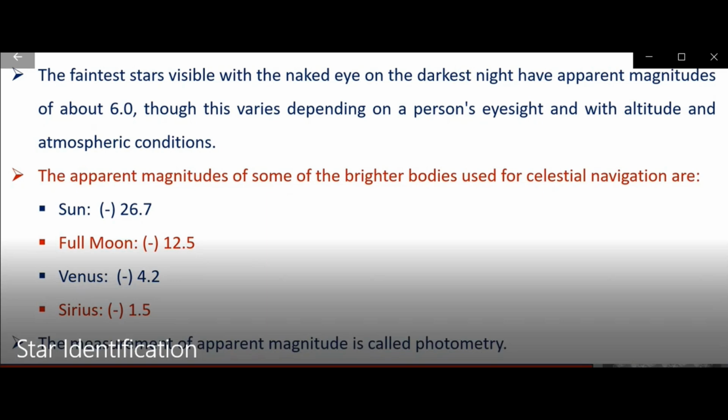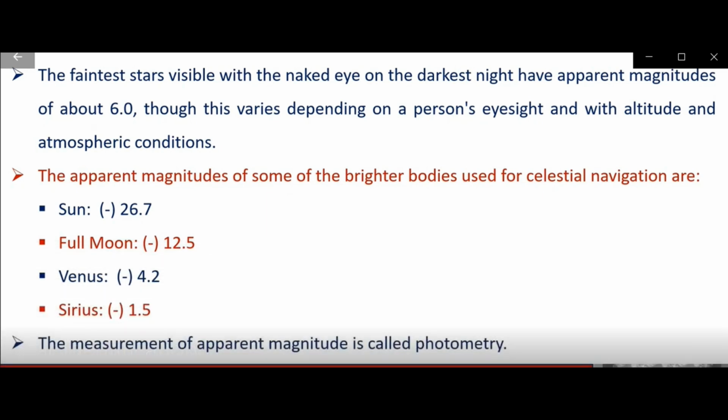Now, beta, you see, when this system was brought in, they named the brightest star as number 1 and the faintest one as number 6. Later on, people said, why not include the sun and moon also in this scale? And the planets also. So, when they included the sun and the moon and the planets, now some of them were brighter than even the brightest of the stars. So, how to include them in the scale?